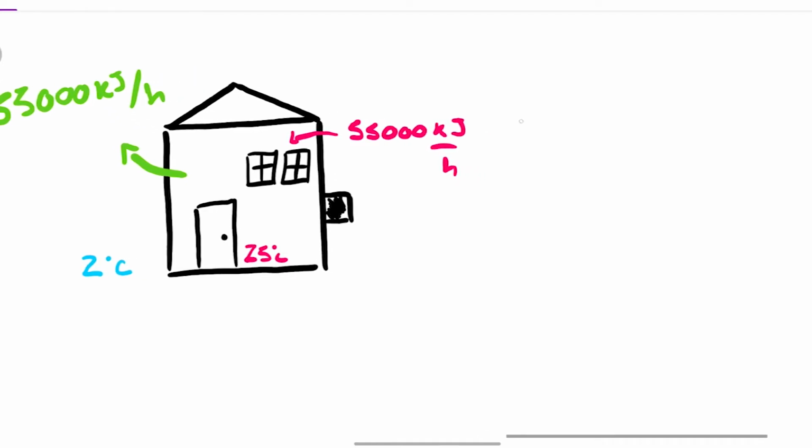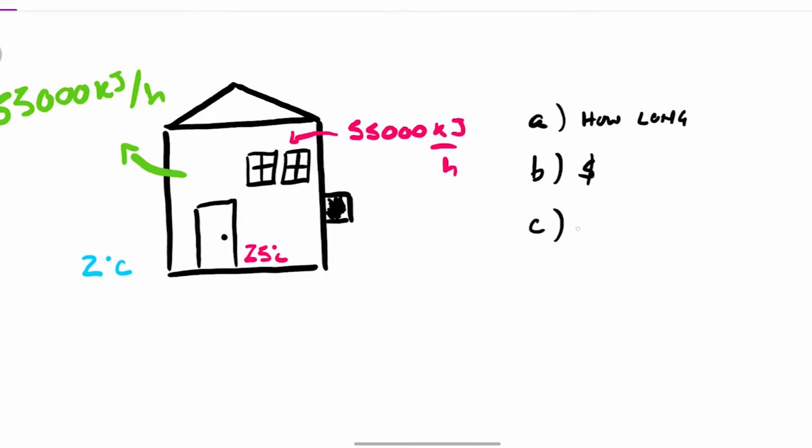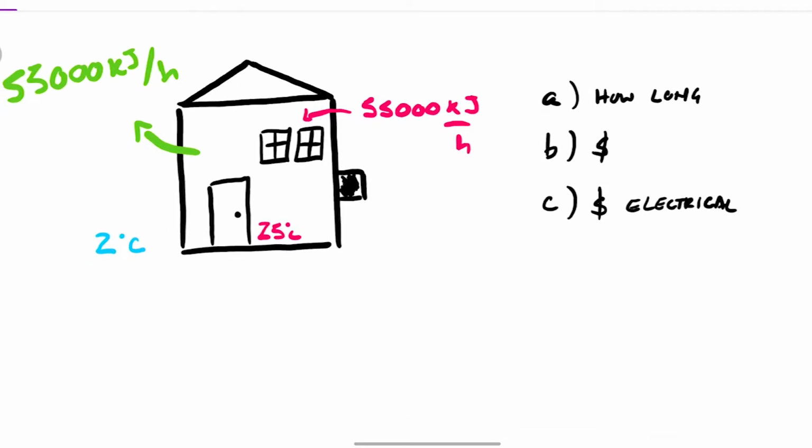Now, let's think about this. If you recall, what the question was asking us is, part A, how long does the heat pump need to operate? B was, what's the cost of operating this heat pump? And C was, what's the cost of operating this if we wanted to keep the house at the same temperature, but using an electrical heater instead of an electric heat pump. So the problem is the same, so the numbers are going to be the same, but we're going to flip the way we think about it.